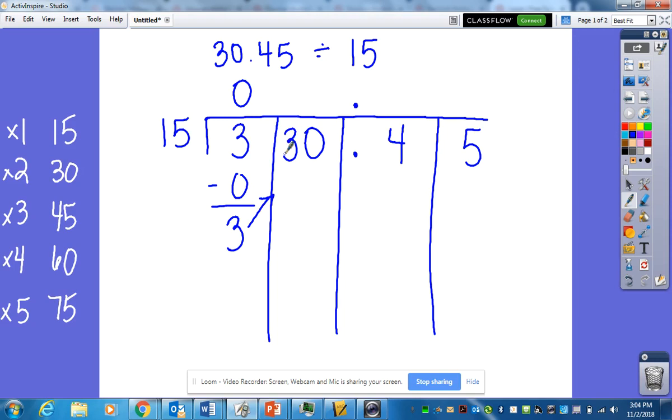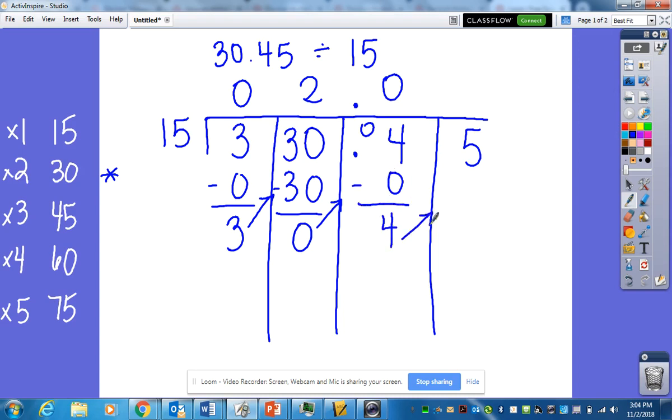15 fits into 30 2 times. I was able to use my T-chart over here to help with that fact. 2 times 15 is 30, and 30 minus 30 is 0. I can bring over this 0, or I could just leave it off. 15 can't fit into 4. 0 times 15 is 0. 4 minus 0 is 4. And lastly, I'll bring over the 4 to make this 45.